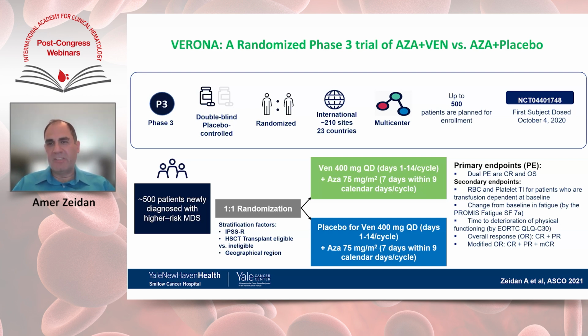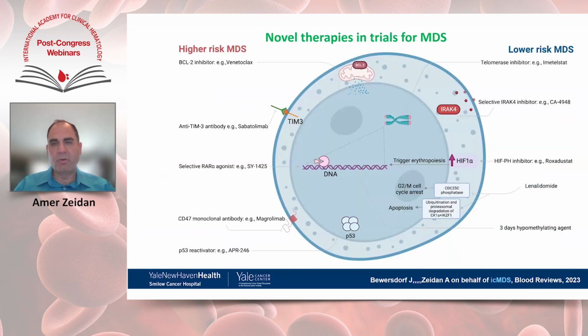But there were some presentations on venetoclax use retrospectively with azacitidine, and again supported the idea that many of those patients do achieve responses. So I think many of us are very anxious to see the results of the VERONA trial. And I would conclude that there were a number of other agents that were presented in phase 1 data in MDS, both lower risk as well as higher risk.